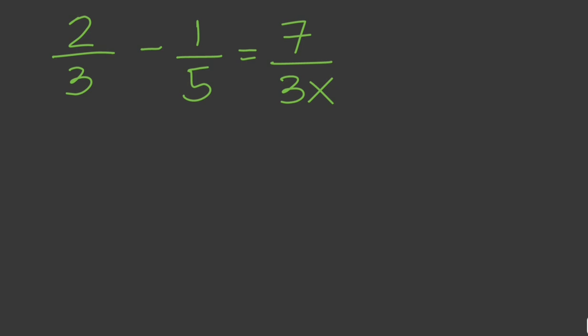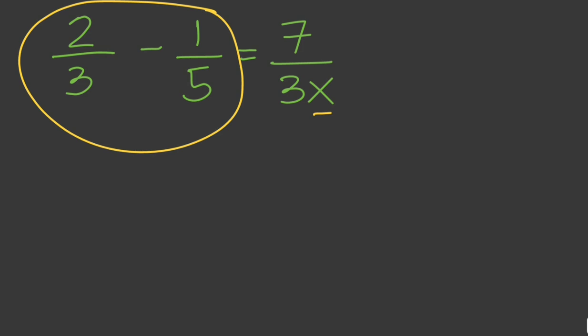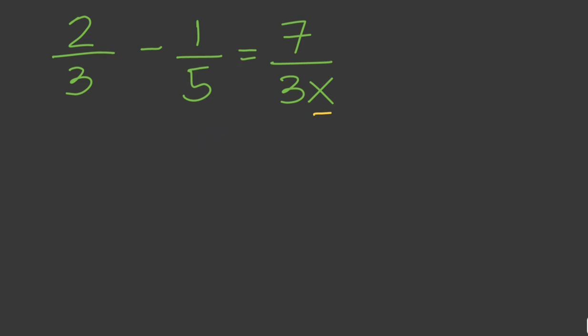Now let's solve another problem. In this case it is subtraction. So we're given here 2/3 minus 1/5 equals 7 over 3x. And we have to solve for the value of x. Now let's simplify this expression on the left first. So we get the LCD. Our denominators here are also 3 and 5. So we can just simply multiply them, 3 and 5, which is equal to 15. So this is the smallest number that can divide both 3 and 5.